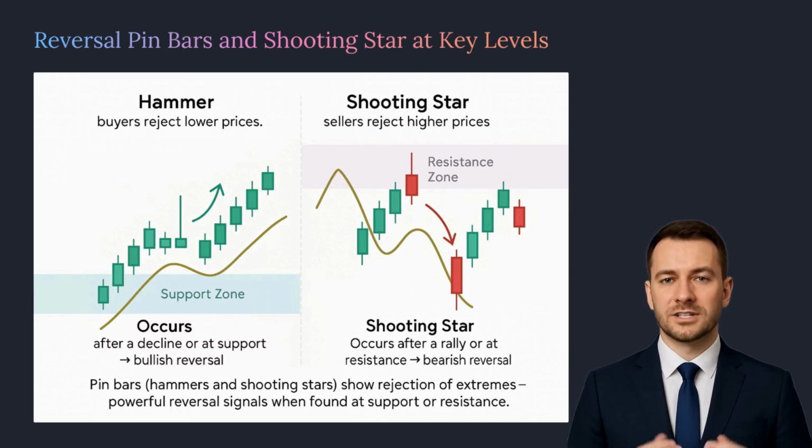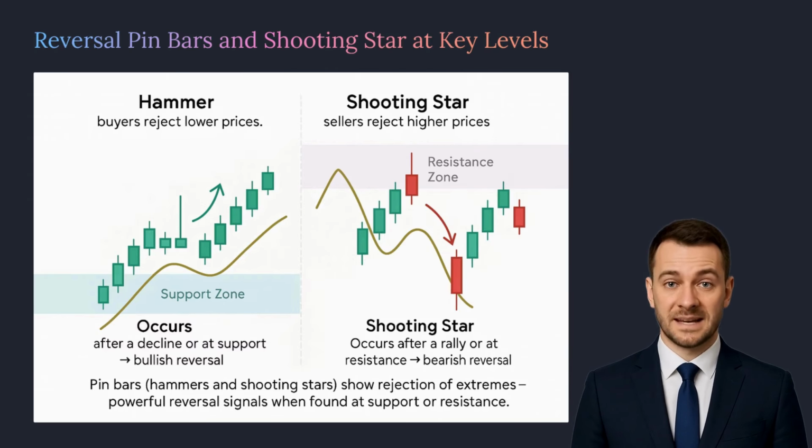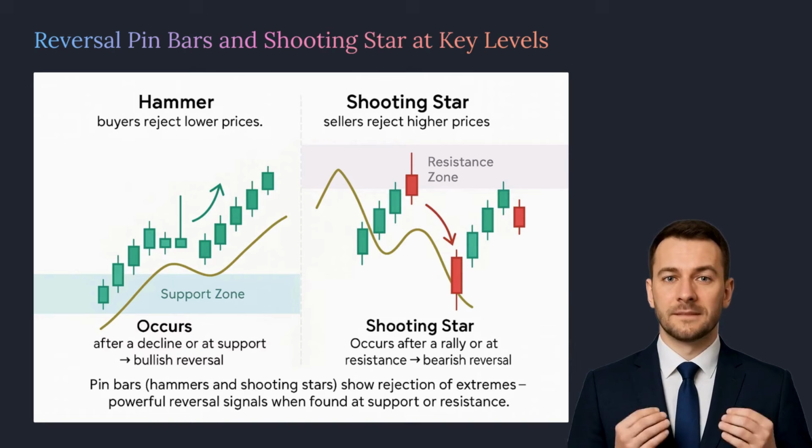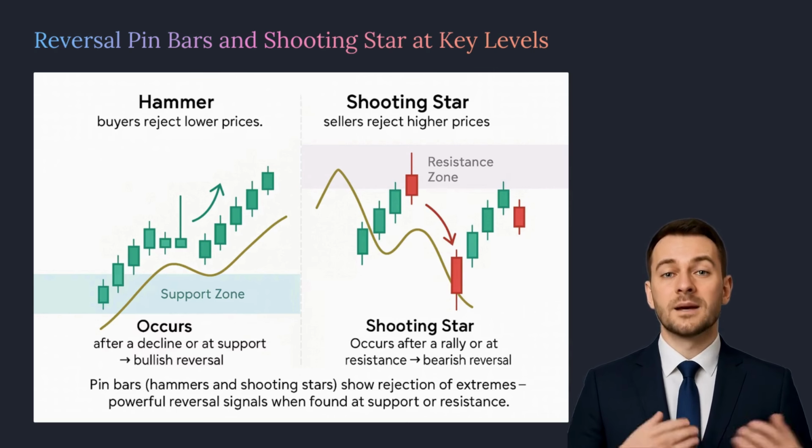A hammer occurs after a decline or at a support level, and it signals that sellers pushed the price down, creating a long lower shadow. But by the close, buyers had driven it back up near the open. In other words, buyers are starting to overcome sellers. The psychology: aggressive buying stepped in, potentially marking the end of the down move. Hammers are more powerful if the next candle confirms by moving higher.